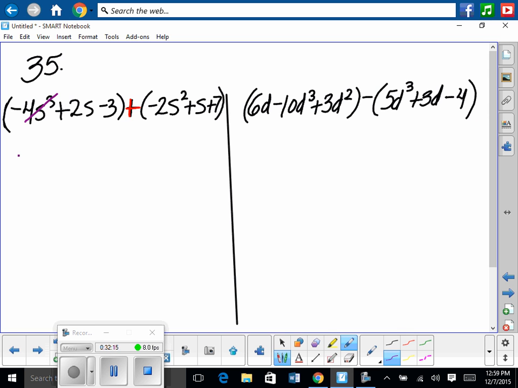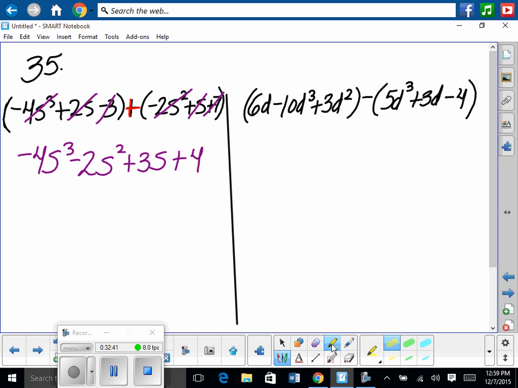We have a negative 4s cubes, no other s cubes. So we have negative 4s cubes. Now my next thing after 3 is 2, so I look for s squareds. We have minus 2s squareds, no other s squareds. Then we have positive 2 s's plus 1s, which is positive 3 s's. We're just combining like terms. And then negative 3 plus 7 is plus 4. So we have this in standard form, highest degree to lowest degree, and then we have all like terms combined. So now we can name it.